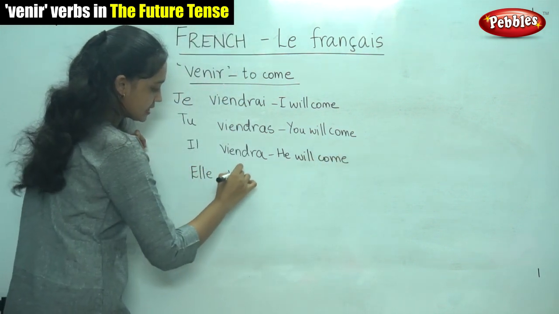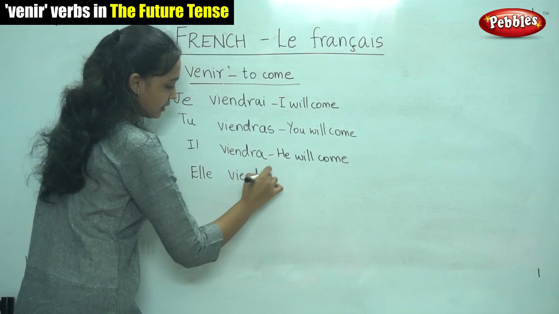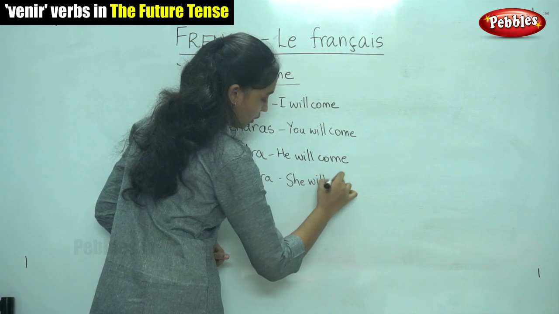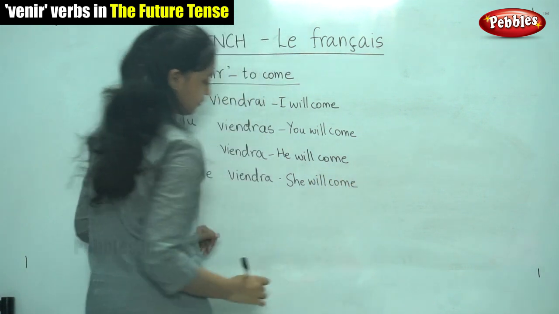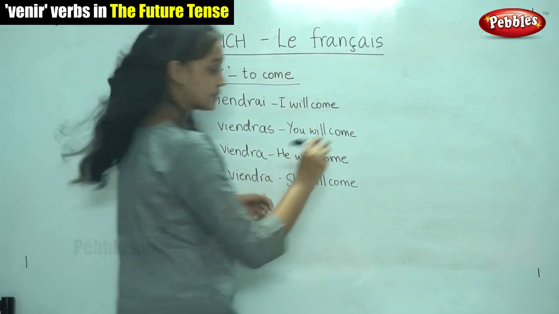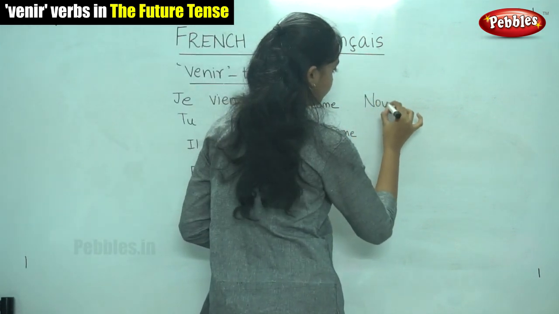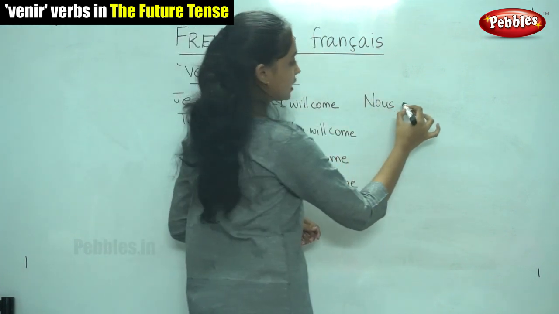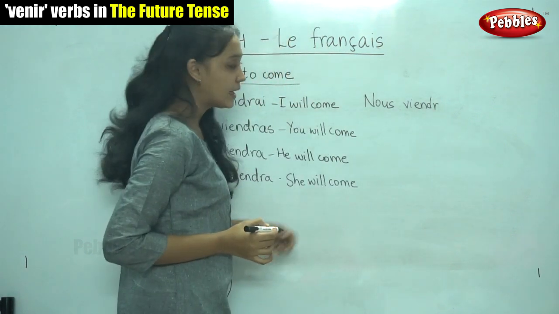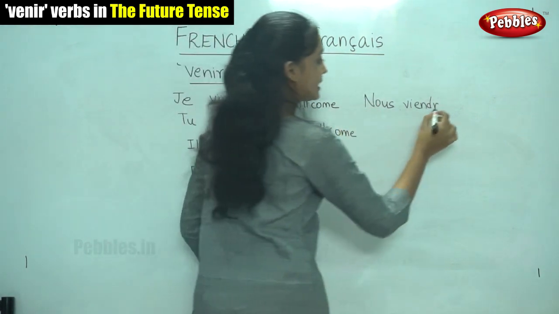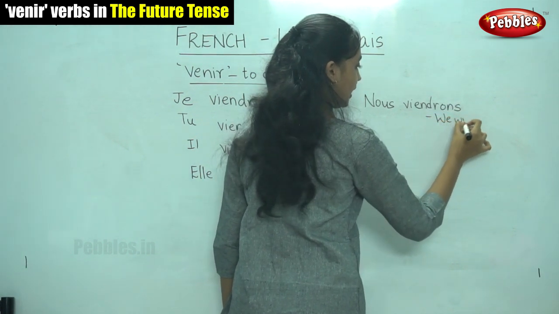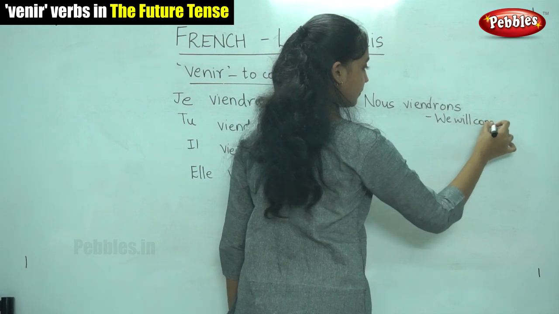Elle also, it is elle viendra. It means she will come. Shall we move on to the next? For nous, again we write the stem followed by the ending for nous, which is ons. It means we will come.